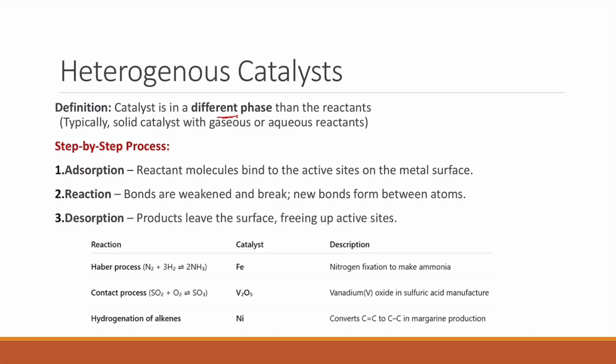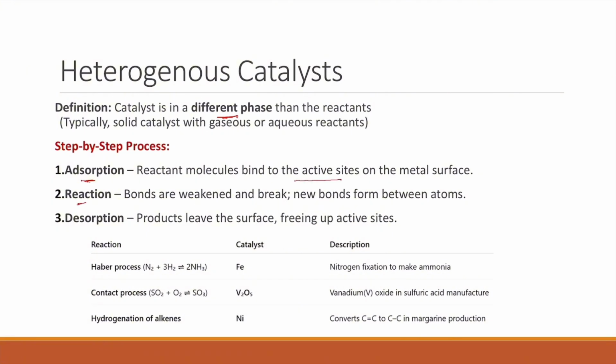So how does it work as a heterogeneous catalyst, or as a solid catalyst with a different phase from the reactant? There are three stages here for a heterogeneous catalyst. The first one is the adsorption stage. In adsorption, the reactant molecule will bind to certain active sites on the metal surface.